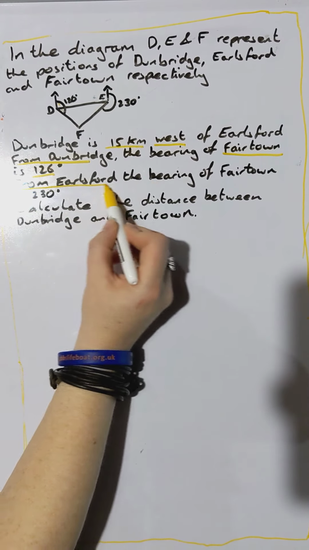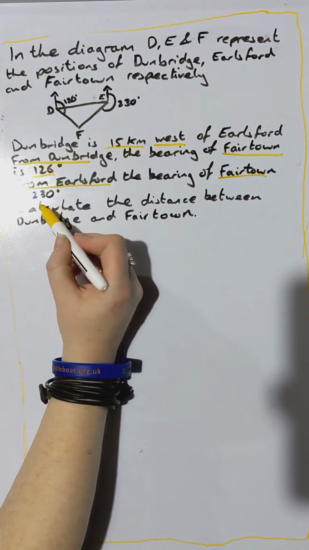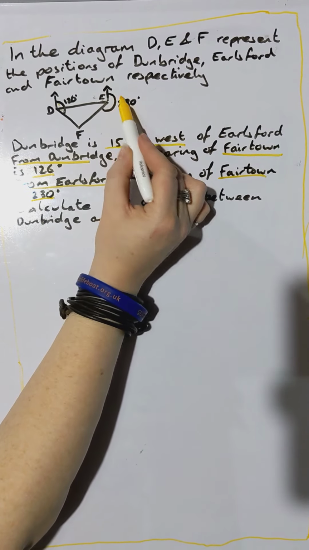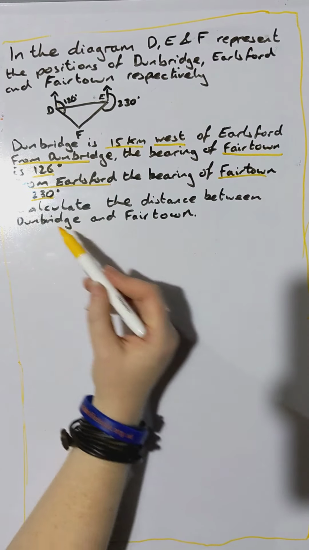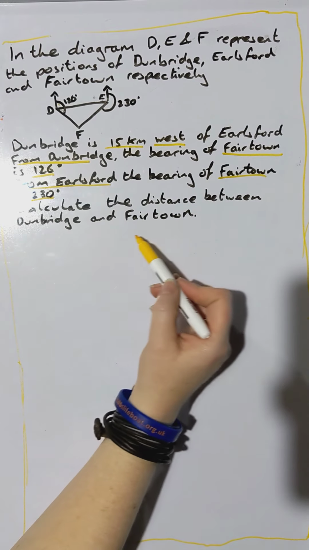From Earlsford, the bearing of Fairtown is 230 degrees. That's this one here. Calculate the distance between Dunbridge and Fairtown.